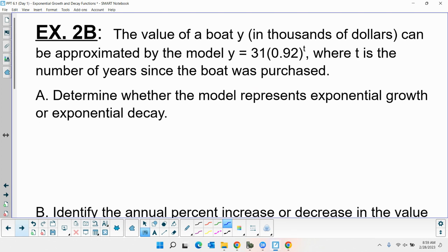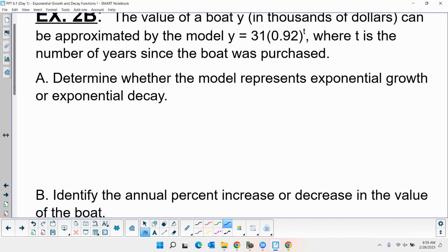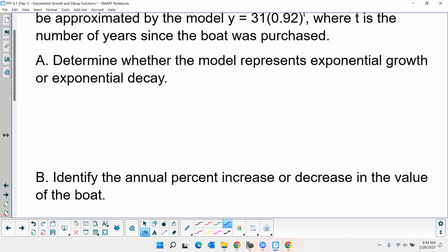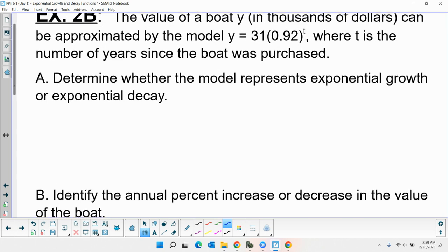All right, here's another one. You guys try this one. This is a boat. Again, it's in thousands of dollars, so that 31 is for 31,000 is what it costs, all right? And I don't think you need to worry about changing it from 31 to 31,000 when you hit zoom 0. All right, so figure out if this is growth or decay, and then figure out the percent increase or decrease.